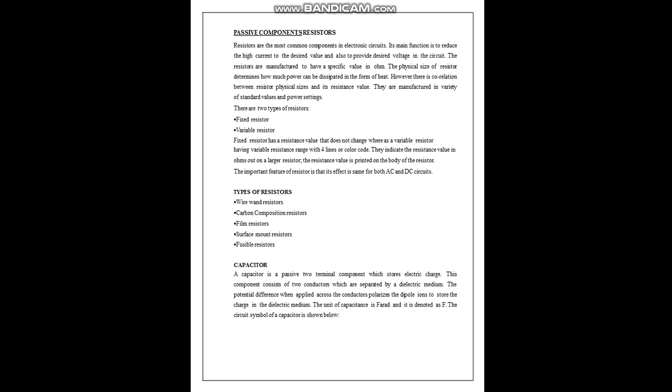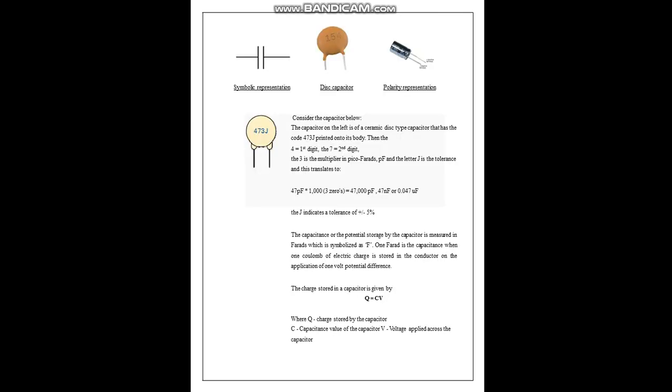Next we are going to see the capacitor. A capacitor has two terminals that store an electric charge, and it consists of two conductors separated by a dielectric medium. The potential difference applied across the conductors polarizes the dipoles to store the charge in the dielectric medium. The capacitor unit is the farad, denoted as F. This is the symbolic representation of a capacitor, and the polarity representation of a disc capacitor.